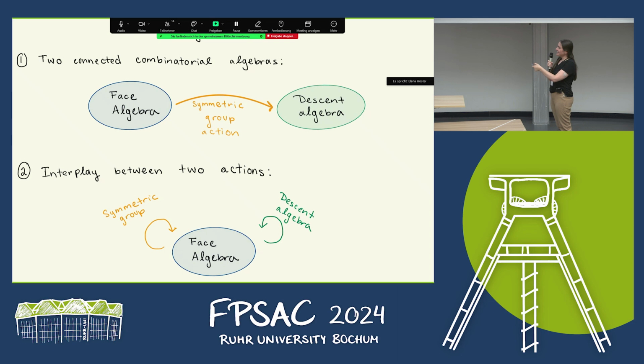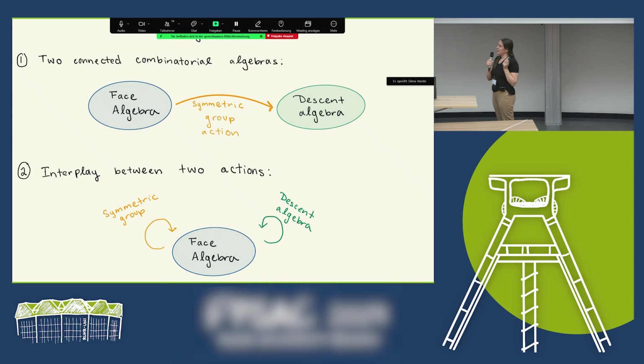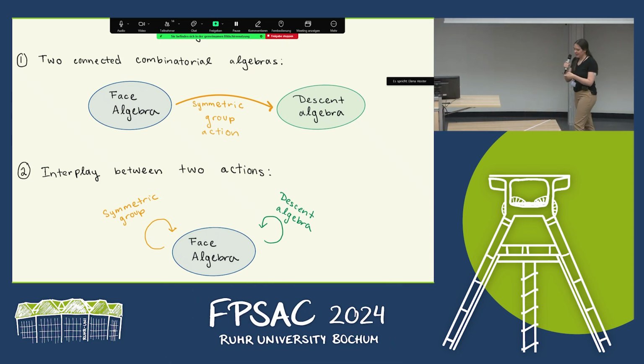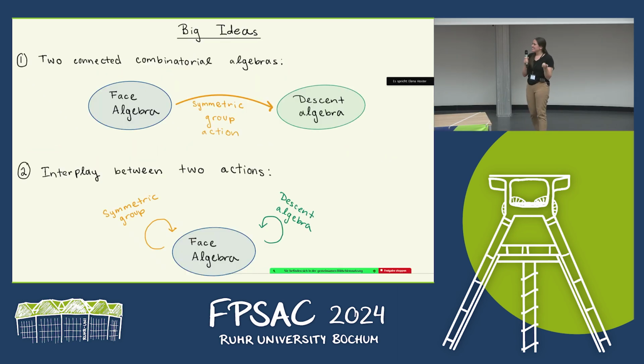So today I wanted to tell you two stories. The first is about a really nice connection between two combinatorial algebras: the face algebra, which comes from the world of hyperplane arrangements, and the descent algebra, which is a special subalgebra of the symmetric group algebra. And the second story is going to generalize and build upon this connection. In particular, the face algebra will carry actions of both the symmetric group and of the descent algebra, and I aim to tell you how these two actions interact. Okay, so I'm going to tell you these two stories.